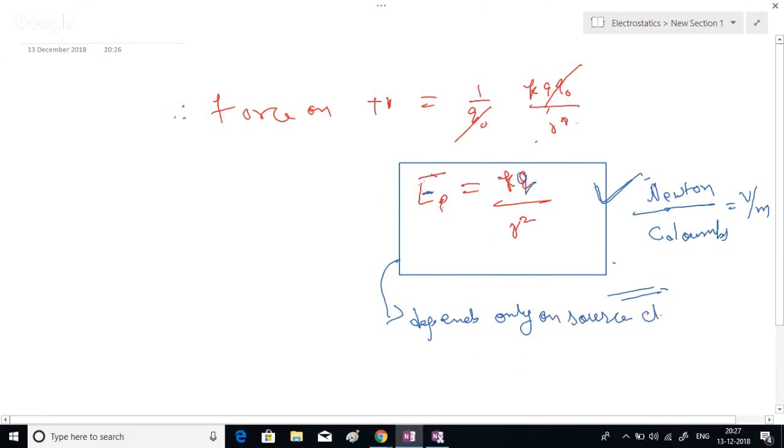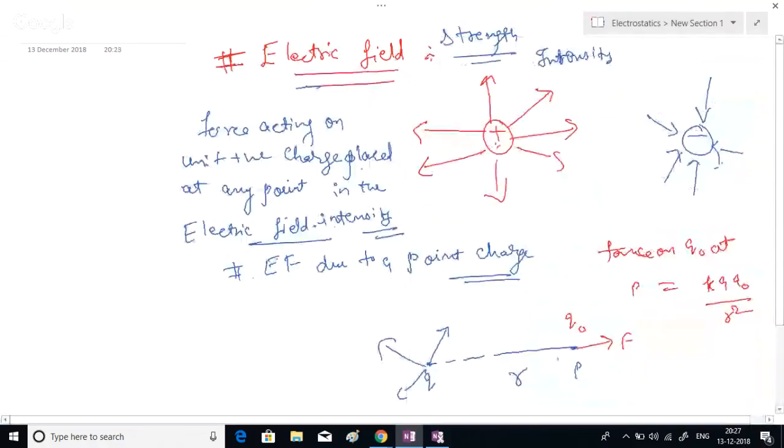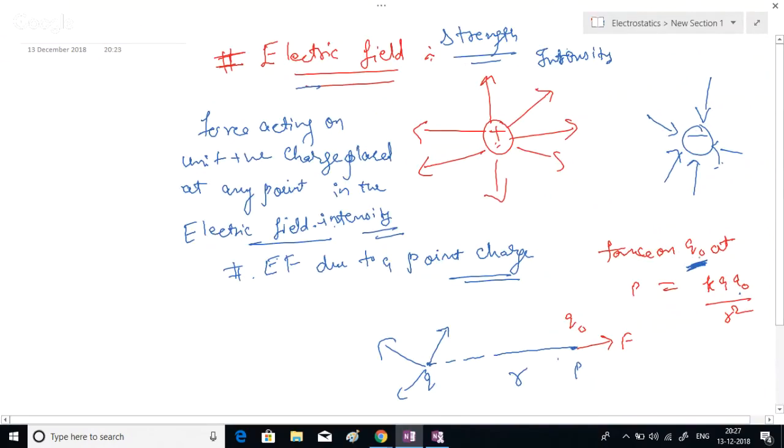Sir, why have you written 1 by Q naught there in the force on the test, unit positive charge? See, in the previous step, we talked about the force on the charge Q naught. So on the charge Q naught we have the force like that. But we require the force on a unit charge. So what we will do? We will divide it. Oh, okay, correct.